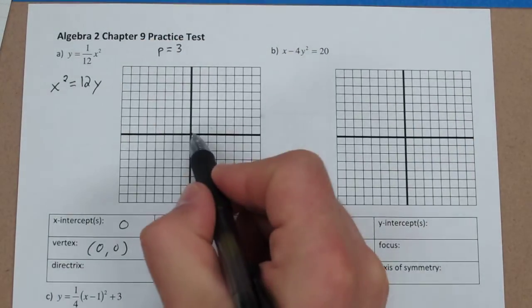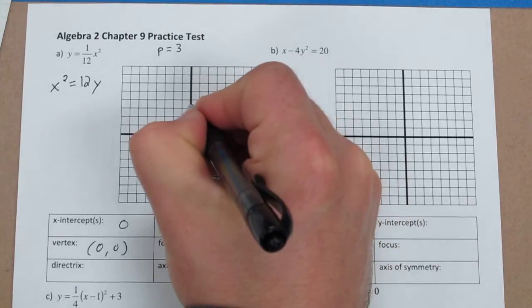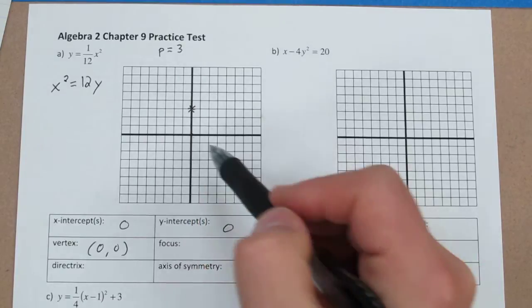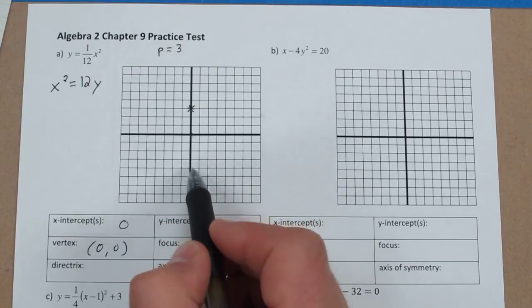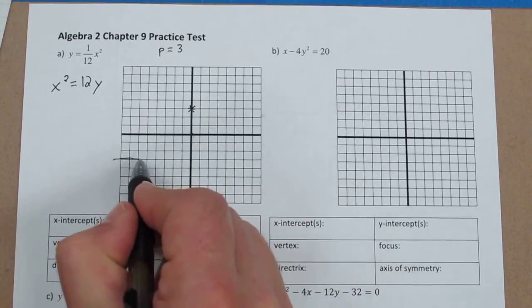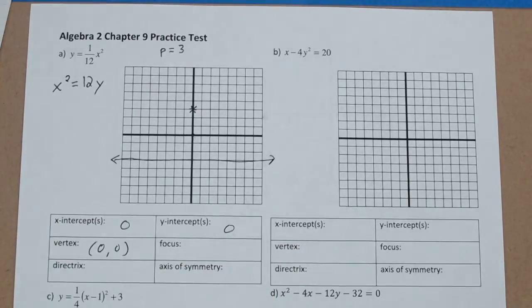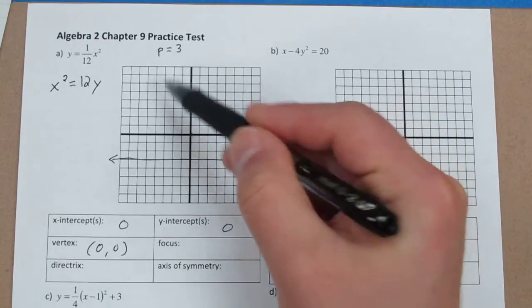Okay, from the vertex we go up 3 units. 1, 2, 3. The reason we go up is because p is a positive value, and the reason we go 3 units is because p is 3. Now from the vertex, if we go down 3, we get to the directrix. That's down here. So our parabola looks something like this.